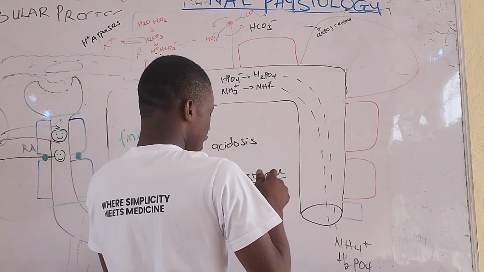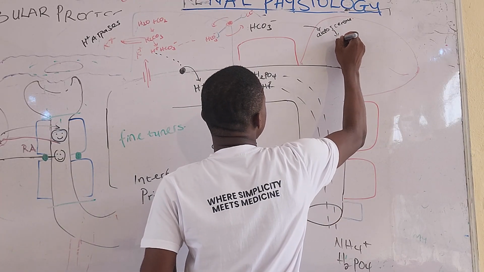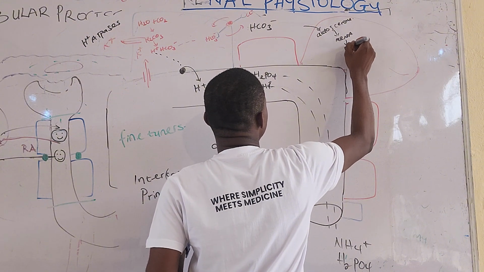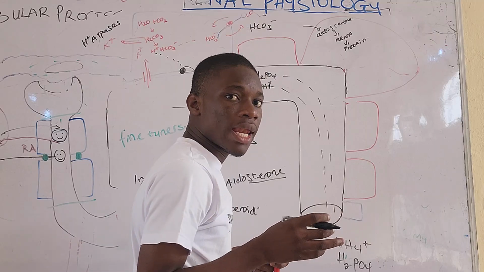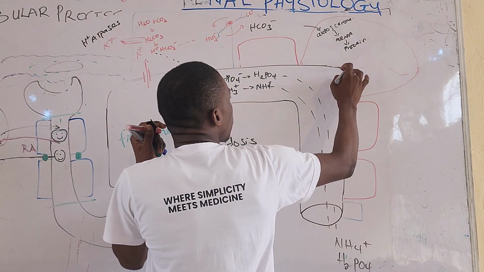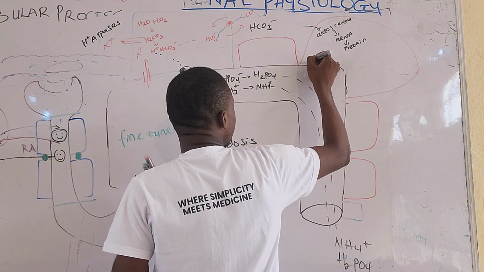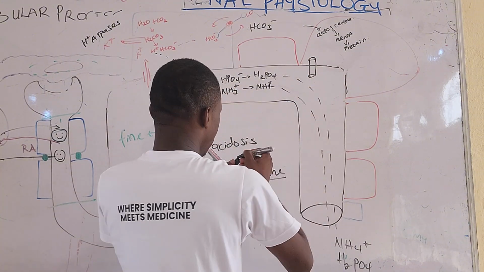When aldosterone enters, it codes for protein. Let's just use mRNA. Then it codes for protein. Now this protein, they are like channels. So what it's going to do is insert channels inside the luminal membrane.